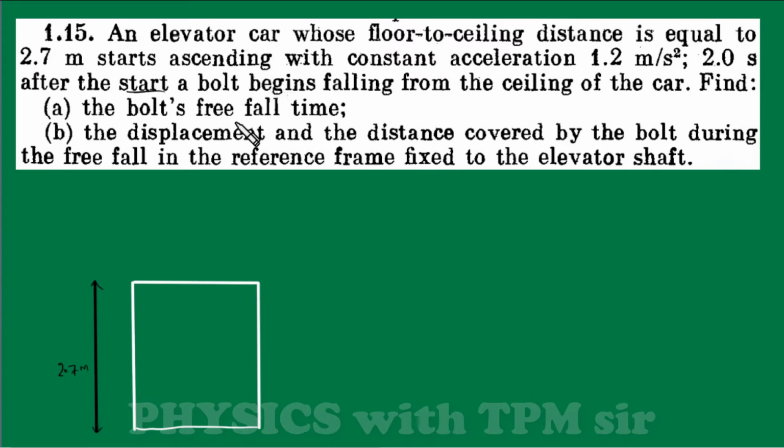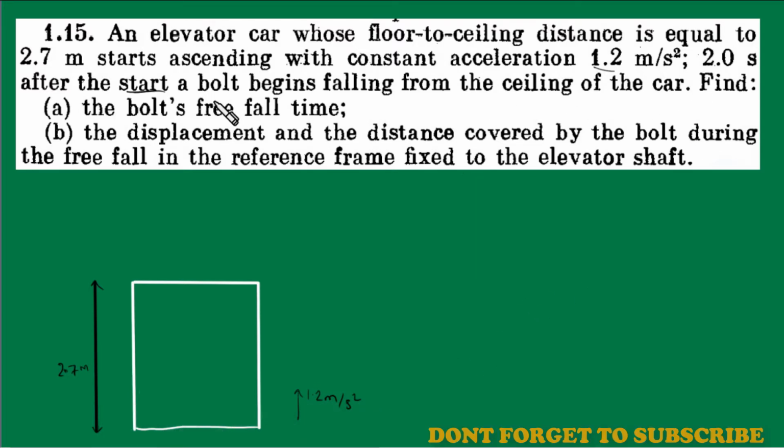Now this lift is accelerating. Ascending means moving upwards, so ascending with constant acceleration of 1.2 meter per second square. This lift is moving upward with acceleration of 1.2 meter per second square. 2 seconds after the start. Start means the initial velocity of the lift was 0, and after 2 seconds, a bolt begins falling from the ceiling. This is a bolt and it just detached from the ceiling.